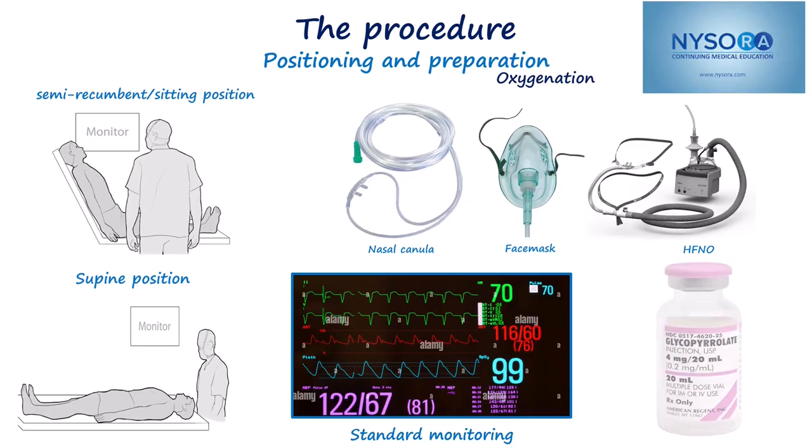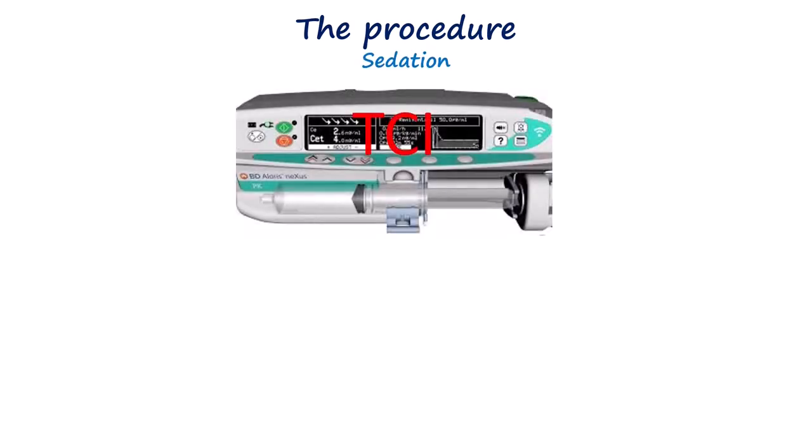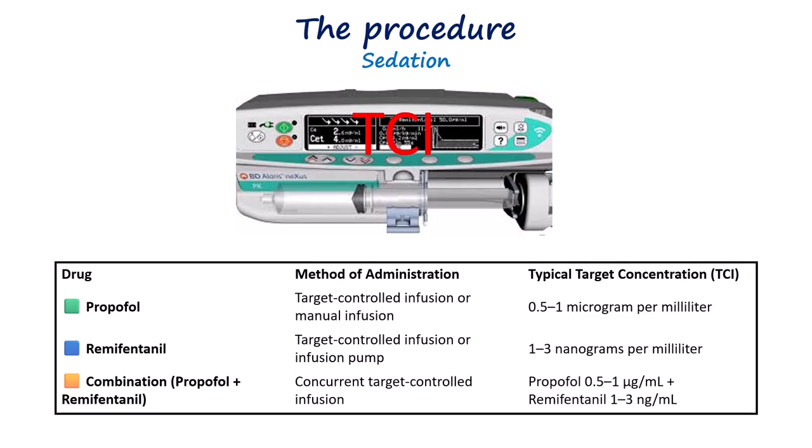Glycopyrrolate, at a dose of 4 micrograms per kilogram given intravenously, is administered to reduce salivation and improve visualization during the procedure. The Nisora technique uses target-controlled infusions of remifentanil at concentrations between 1 and 3 nanograms per milliliter and propofol at 0.5 to 1 microgram per milliliter. These doses are carefully titrated to achieve a calm, cooperative patient who maintains spontaneous breathing and can follow commands.